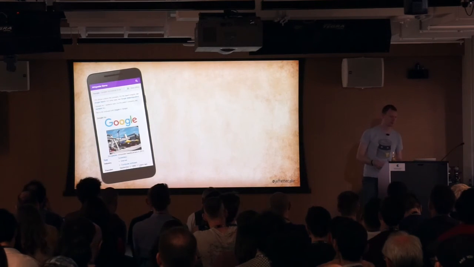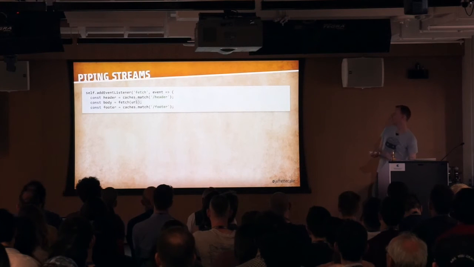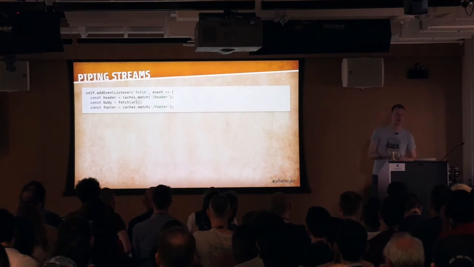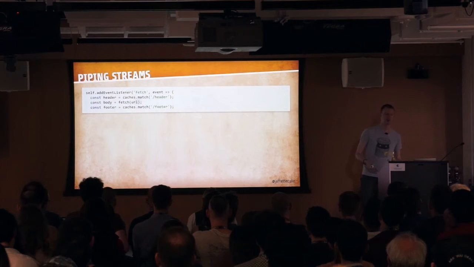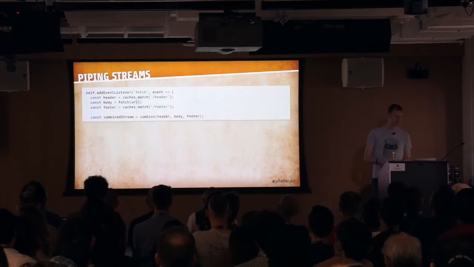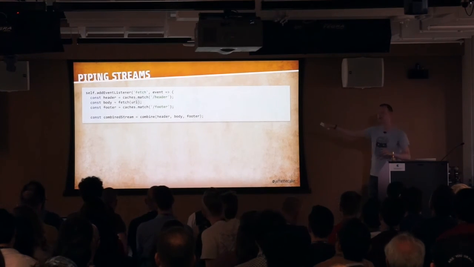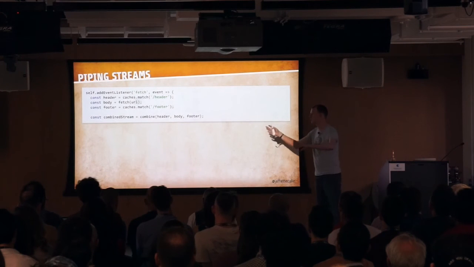So what I did to Wiki offline is I fetched the header, the footer, and the body independently. Now the header and footer come from the cache, whereas the body of the article comes from the network. Then I combine those streams together into one single stream. Combine is a function I wrote. It's not very long, but I'm not going to show it.